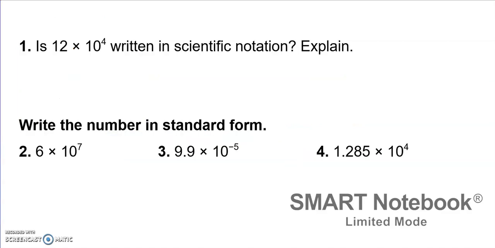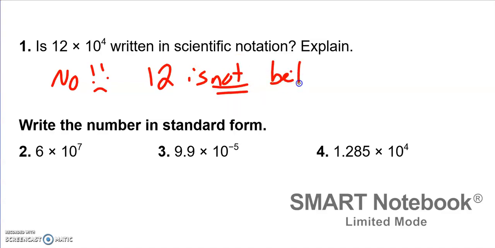So number one, first off, just want to recap. Is 12 times 10 to the fourth written in scientific notation? Let's think back to what scientific notation is. We have a base that's between 1 and 10, and we multiply that by a factor of 10. So is 12 between 1 and 10? Is it bigger than 1 but less than 10? No, it is not, because 12 is not between 1 and 10. Awesome.